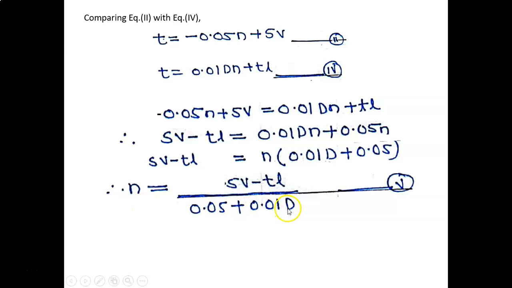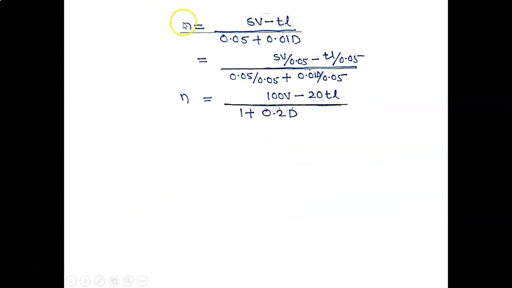Therefore, what is our next step? This is our next step. N is equal to 5v minus TL divided by 0.05 plus 0.01 d. Now, dividing numerator and denominator by 0.05, what will be the equation? Therefore, n is equal to 5v divided by 0.05 minus TL divided by 0.05, divided by 0.05 divided by 0.05 plus 0.01 d divided by 0.05. Therefore, n is equal to 100v minus 20 TL divided by 1 plus 0.2 d. Therefore, this is our new equation now.